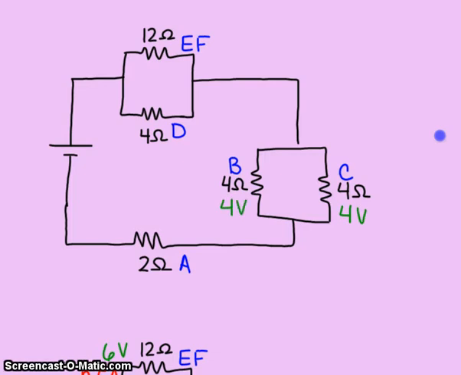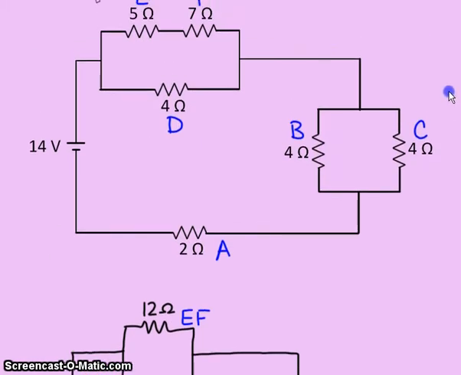I know the voltage and resistance. I can calculate the current. This one's a pretty easy calculation. Each of these has 1 amp. I know everything I can know about this picture now because I know everything about D and EF, I know everything about A, and I know everything about B and C. So I can go up to my final picture.